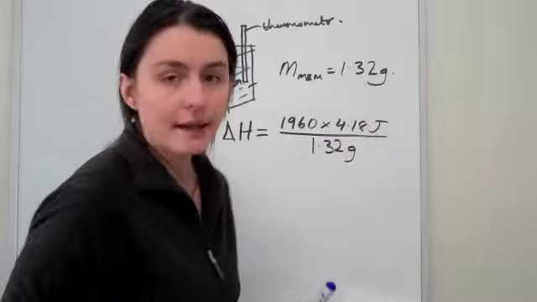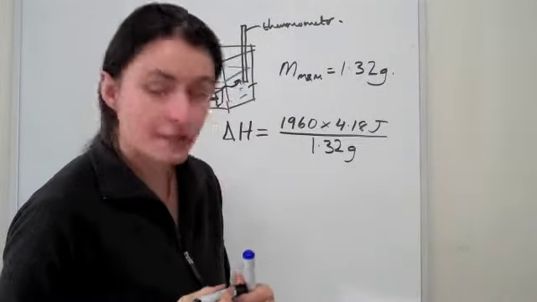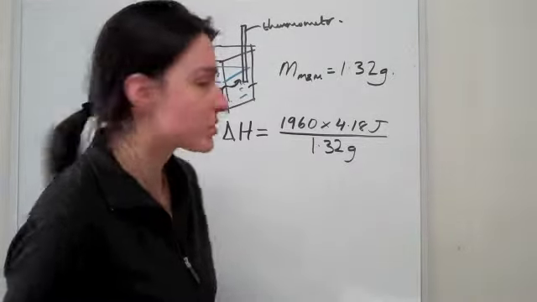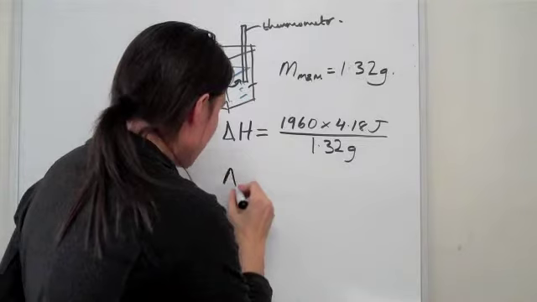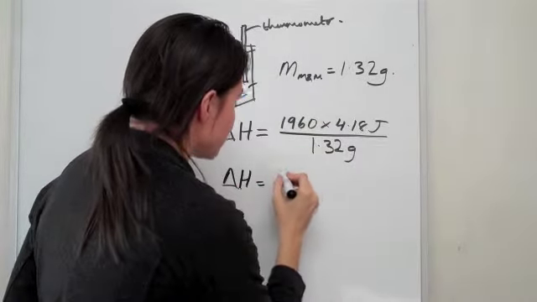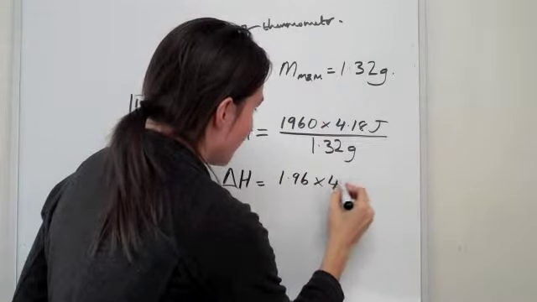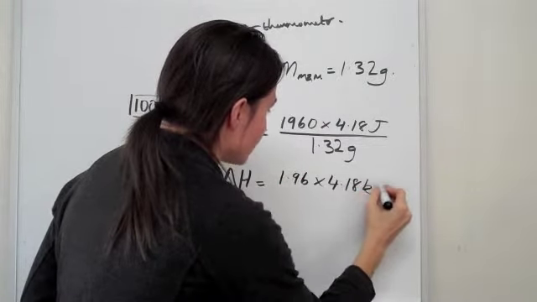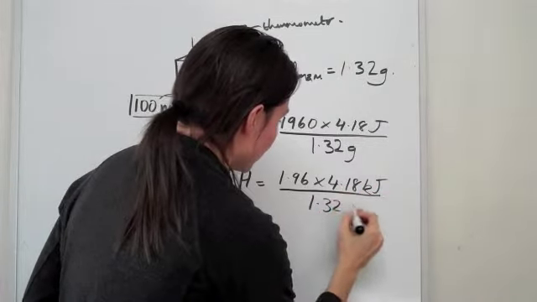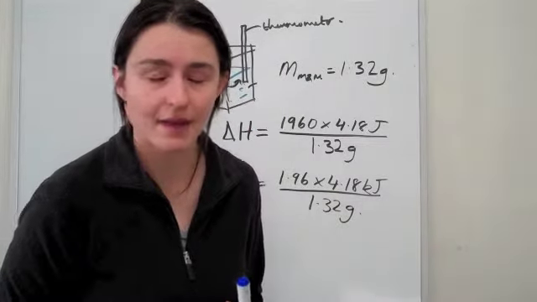Okay, just keep in mind that generally in chemistry exams, they want you to express your answer in kilojoules per gram, not joules, okay? So let's have a look. The delta H, if you divide this by 1,000, is going to be 1.96 times 4.18 kilojoules divided by 1.32 grams. Okay, and finally you just get your answer there.